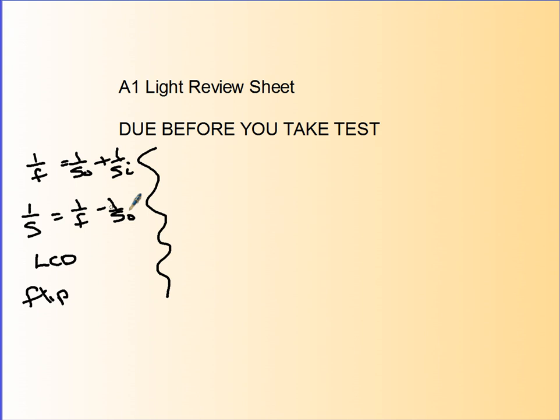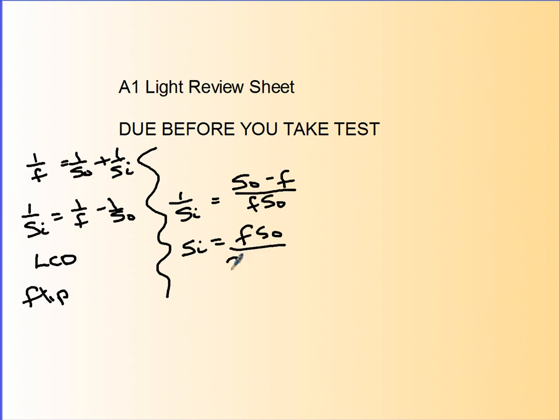So at this point, what you're going to do is find the least common denominator symbolically without your numbers. So that's 1 over si is f so divided by so minus f. And then flip your answer. si is f so divided by so minus f. Then plug your numbers in.